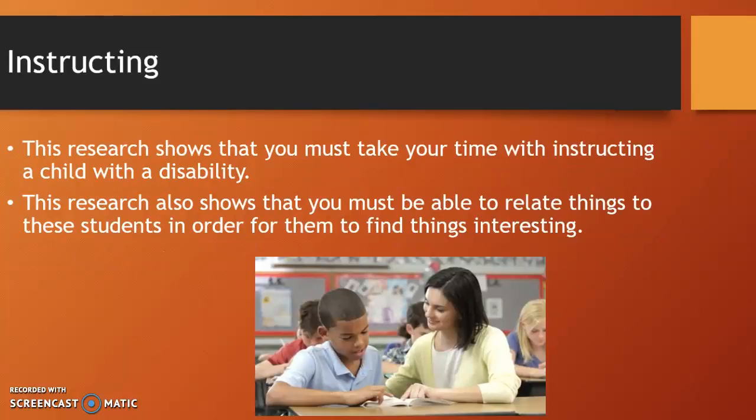This research shows that you must take your time with instructing a child with a disability. This research also shows that you must be able to relate things to these students in order for them to find things interesting. I believe that if I wasn't able to find the passage about the puppies, then the student would have never truly been interested in what we were doing.